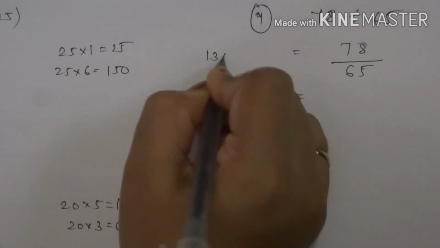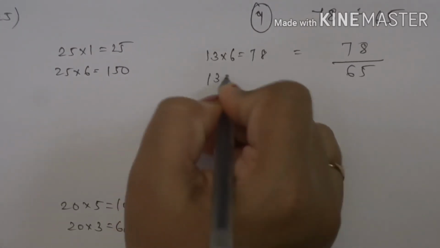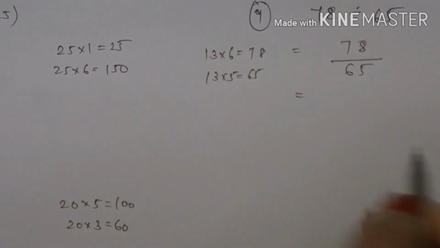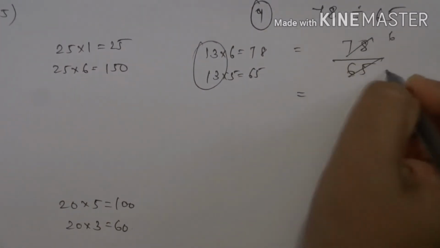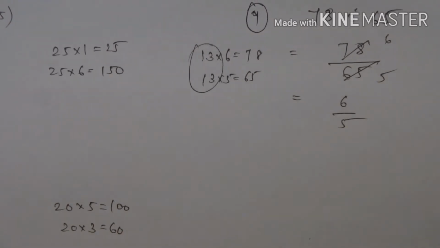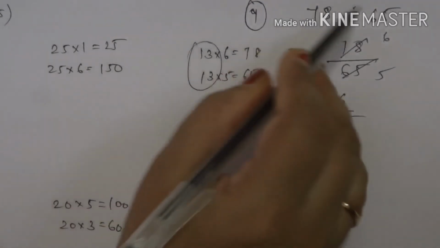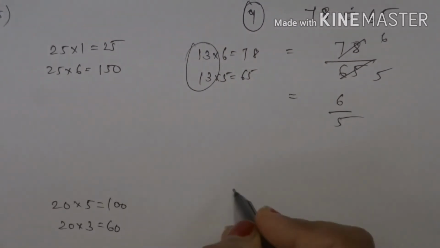These numbers will go in 13's table. 13 6s are 78 and 13 5s are 65. So which is the same table in which it goes? 13. So 13 6s are 78, 13 5s are 65. So the answer in reduced form of fraction is 6 upon 5. Here both the numbers are having plus sign. Plus we are not putting, so the answer is 6 upon 5.